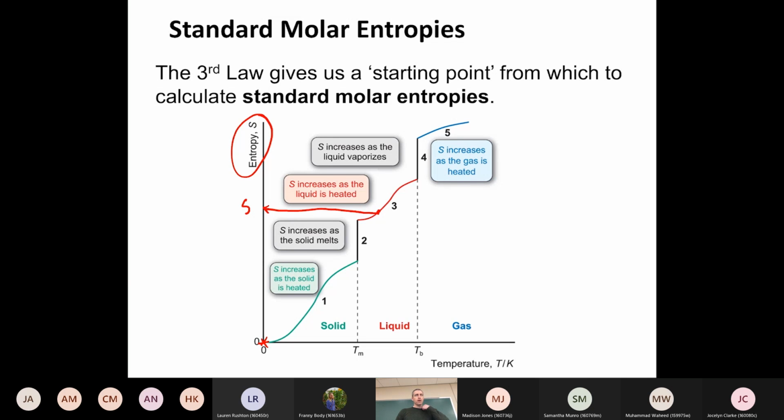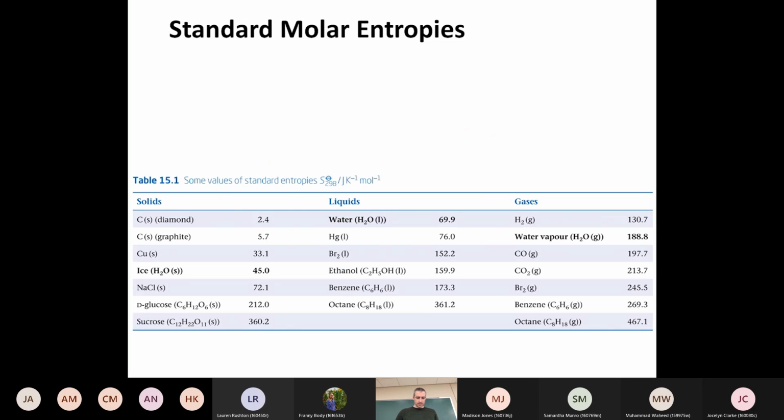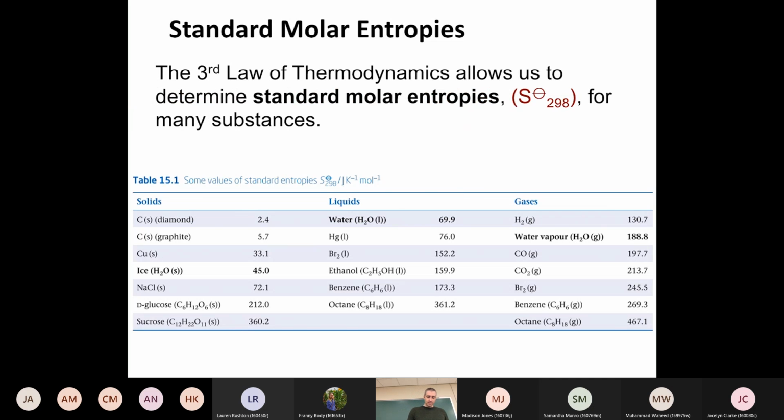So we call this the standard molar entropy. The standard molar entropy is the entropy of a substance at 298 Kelvin or 25 degrees Celsius in its standard state, whatever its state is at that temperature, whether it's solid, liquid, or gas. And we can calculate these for really anything. And we can only do this because we have this starting point, which is given to us by the third law. So here's an example of some standard molar entropies. Again, these are like heat enthalpies of formation, where these have been measured and tabulated for many substances. When I say measured, I mean calculated.